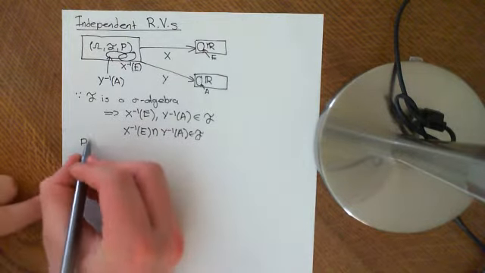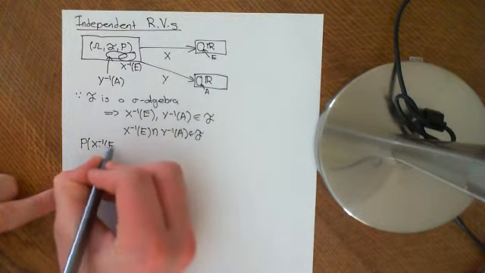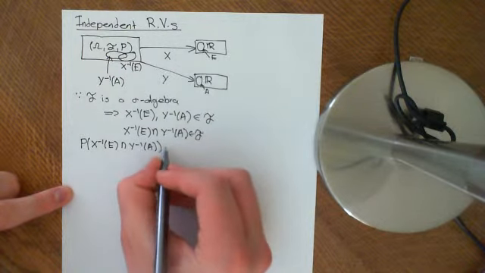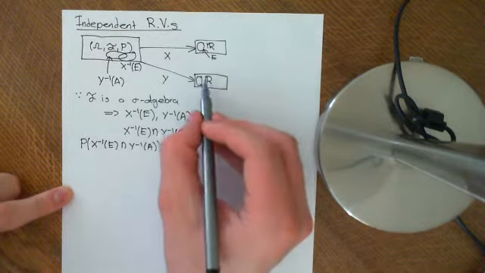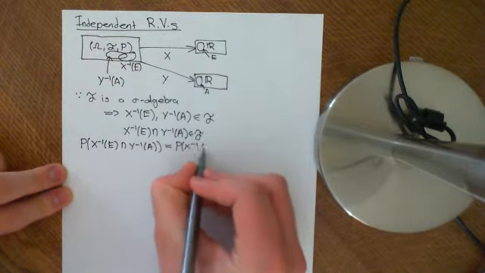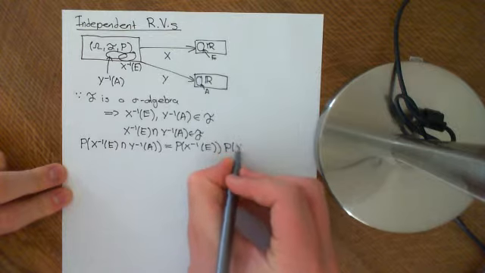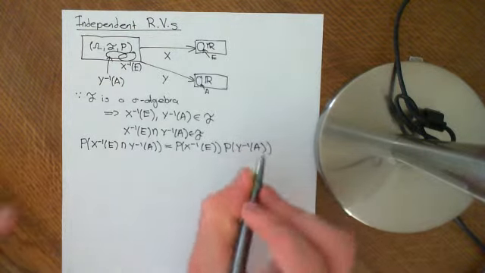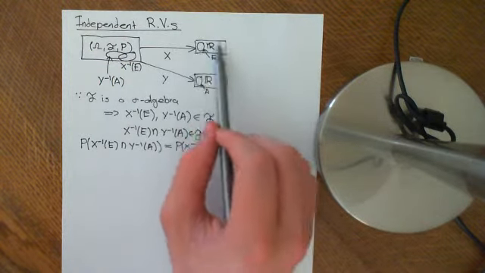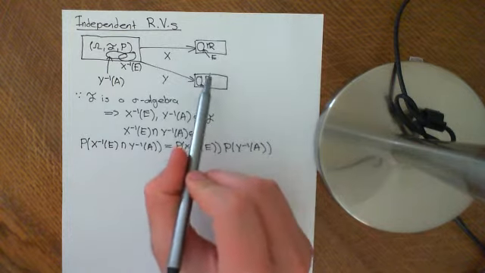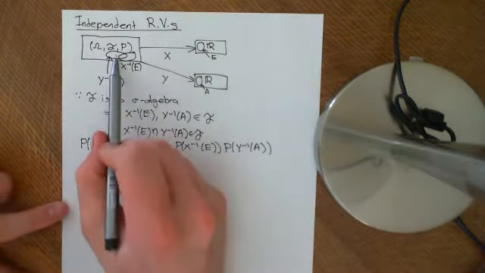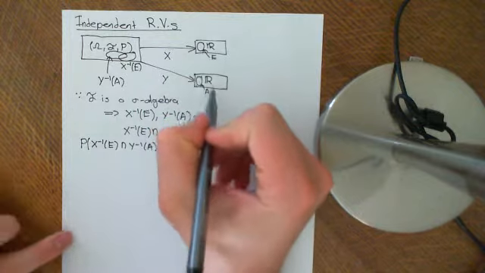So if we take the probability of x inverse of E intersect y inverse of A, then we say that the random variables are independent if this is equal to the probability of x inverse of E times the probability of y inverse of A. So basically, it's exactly the same definition as for two events being independent, but what it's saying is take any event in here and any event in here, take their preimages, which are events in here, and those preimages have to be independent no matter what E and A you started with.